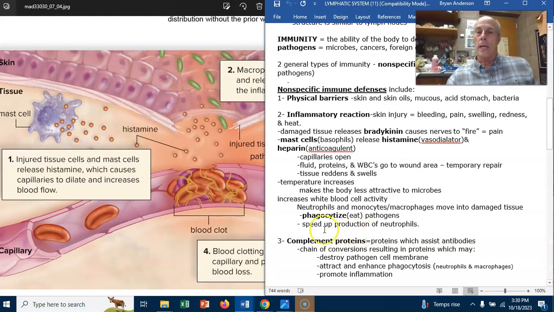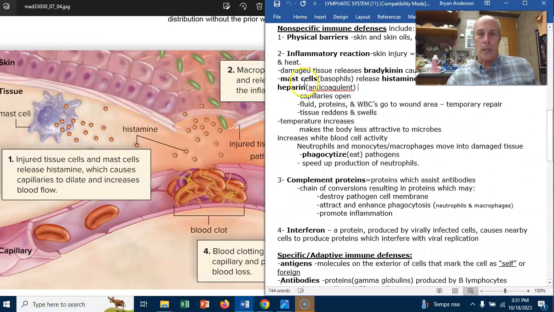And then the last thing here, in response to some of these bradykinin, some of these cell signaling molecules that are out there, there'll be the message to speed up or increase production of neutrophils so that there are more white blood cells going to that wound area. That's all the things that happen when you get a wound and the reason that they happen. This list of 5 items here, very important.